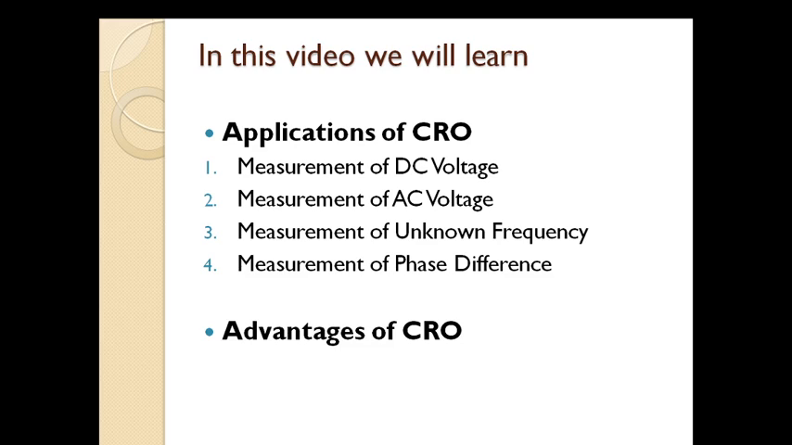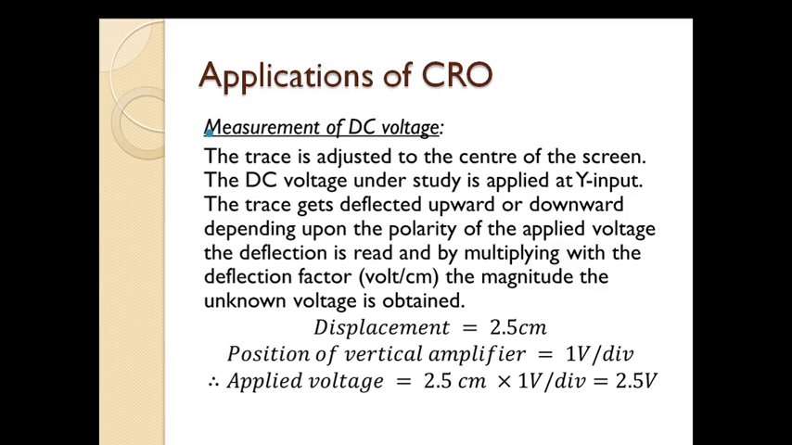So let us begin. In this video, we are going to learn the applications of CRO, which is measurement of DC voltage, measurement of AC voltage, measurement of unknown frequency, measurement of phase difference, and then what are the advantages of CRO. So CRO is basically a very multifunctional instrument. It is used to measure not only electrical parameters of the electrical signals, but we can also use it to measure non-electrical parameters like temperature, pressure, stress, strain, etc. by first converting them into electrical equivalents by making use of a transducer.